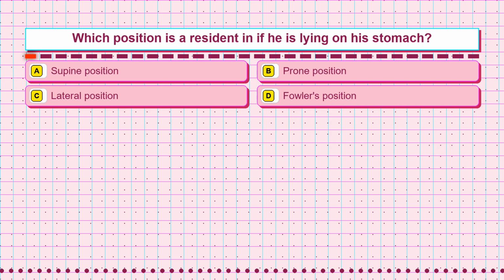Question 15. Which position is a resident in if he is lying on his stomach? Option A. Supine position. Option B. Prone position. Option C. Lateral position. Option D. Fowler's position.